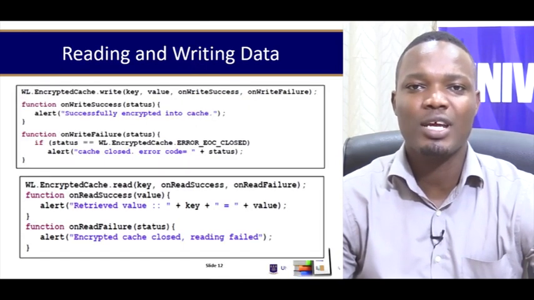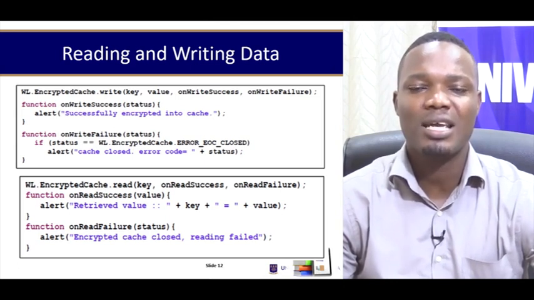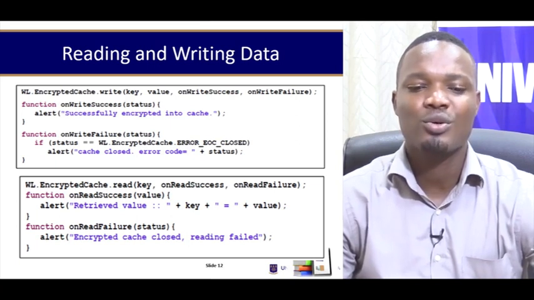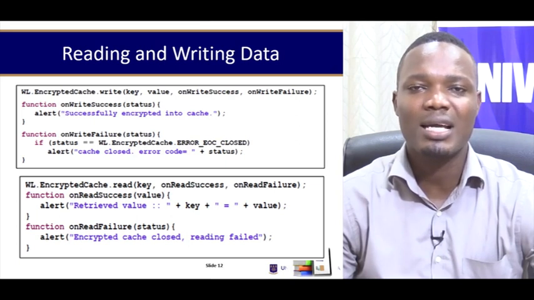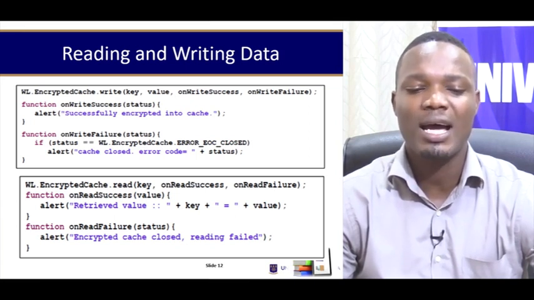Finally, when you have been able to create or open an encrypted cache, you would want to use it. And to use it would mean to read from the encrypted cache or to write data to the encrypted cache. Now, to write to the encrypted cache, we are going to use the WL encrypted cache.write function, providing the key, the value, the on-write success, and then the on-write failure callbacks.